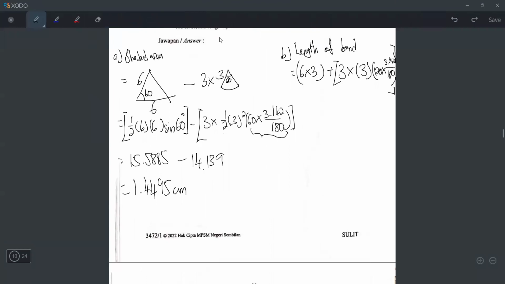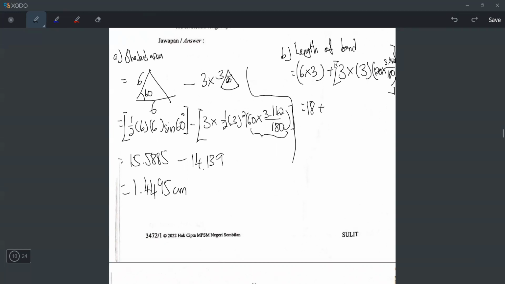So I think I can solve it here. So now the answer will be 6 times 3 is 18 plus 3 times 3 is 9, right? But I'll press the back part first. What is 120 times 3.142 divided by 180? I get 2.095, but I will just use the answer button times 3 times 3.